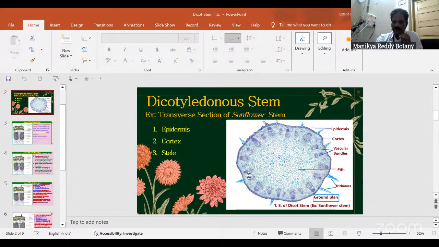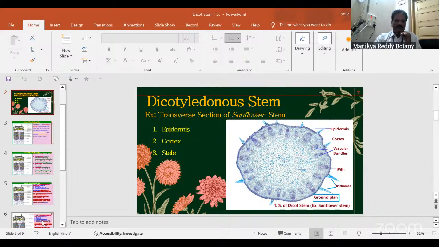You can see these are vascular bundles. And this is medulla or pith. The tissue present between these vascular bundles, this radially extended part of the medulla, is called medullary ray. These are vascular bundles. This is medulla or pith. These are medullary rays. And the outer part of stele is called pericycle.